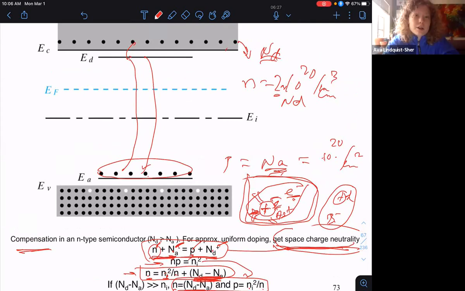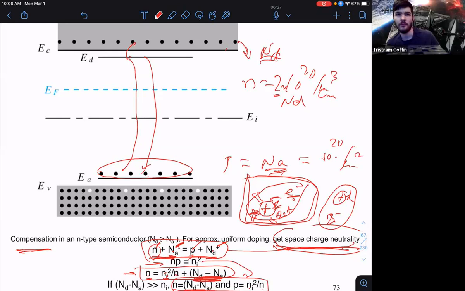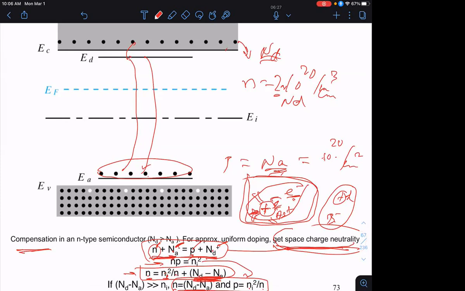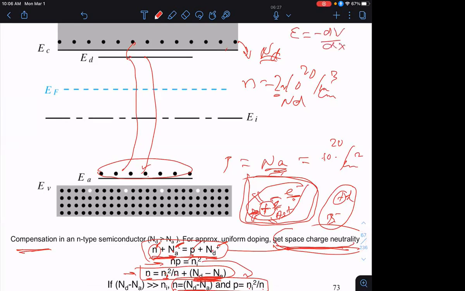Would we say non-zero because they're not equal on the top and the bottom? No, that's not right. Remember we said that the bands are flat, right? Yes, exactly. If the bands are flat, it's 0. Why is that? Well, electric field is equal to minus dV/dx, where V is your electrostatic potential, and the conduction band edge is equal to the charge of the electron times V, okay? While in the valence band, it's plus Q times V, all right?